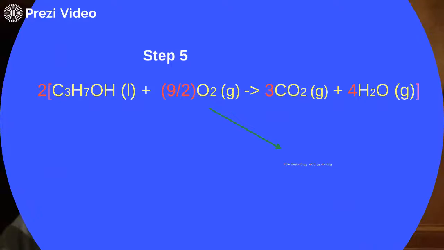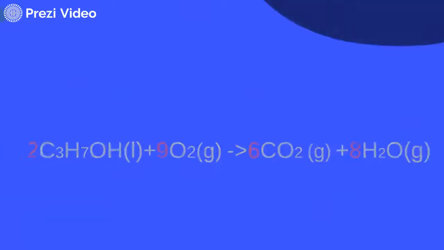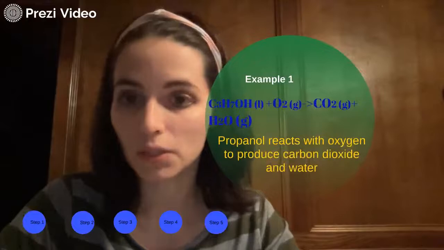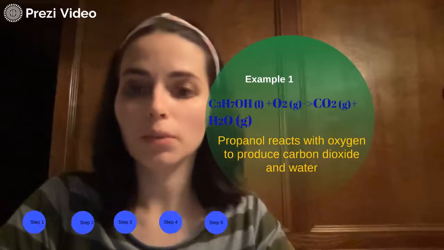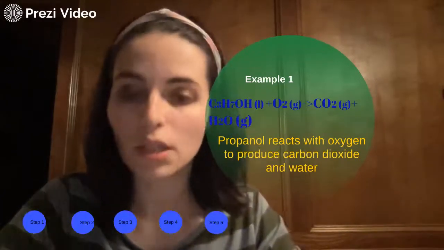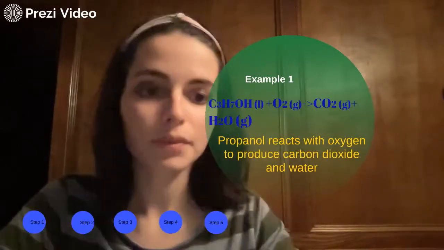If you see here, I put square brackets around the whole equation, and this is how we end up with 2 molecules of propanol, plus 9 oxygens. And that gives us 6 molecules of carbon dioxide and 8 molecules of water. And this is our final balanced equation. So, like I said, we start with atoms that occur in more complex substances first, and then atoms that are free elements go last.